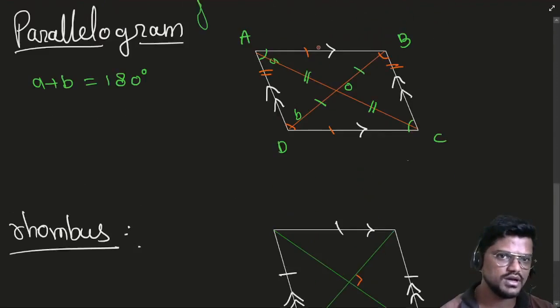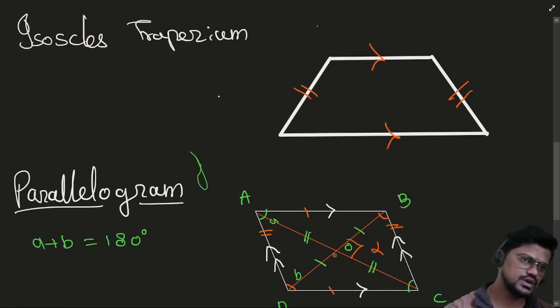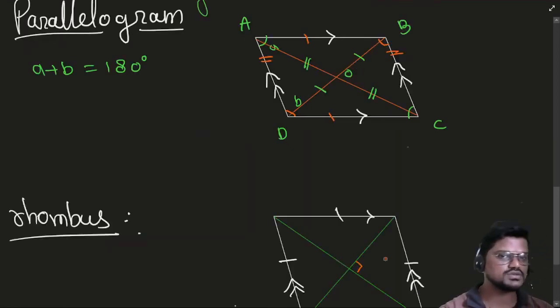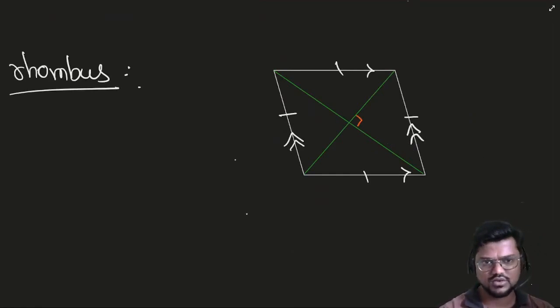But please remember that when it is a parallelogram, it is not perpendicular. Okay? When it is a parallelogram, it is not perpendicular, but when it is a rhombus, it is perpendicular. Fine. Now the next type is rectangle and square. You are already aware of that. And also you have this chart in your textbook. You can refer to it.